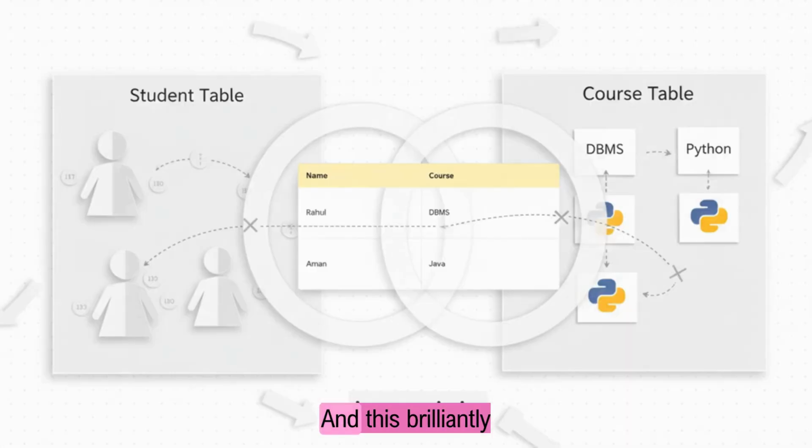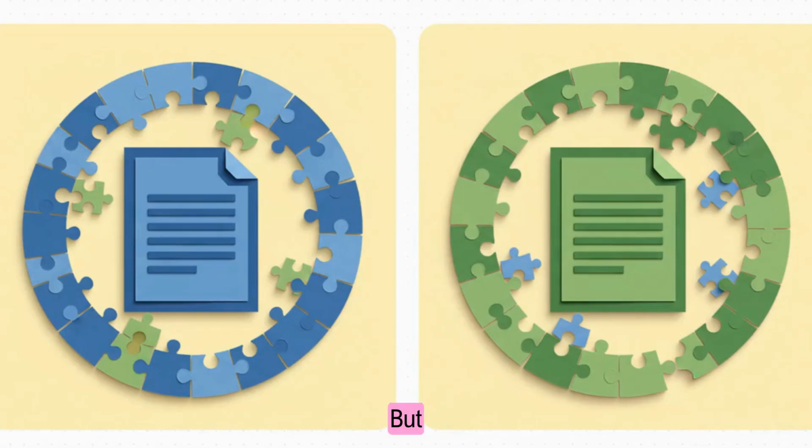And this brilliantly illustrates how that looks with our sandbox data. Notice we only see Rahul and Aman. Why is that? Well, because Rahul's ID, 101, and Aman's ID, 102, are exact matches that exist in both tables. Priya and the Python course, they get filtered out entirely because they didn't have matches on both sides. But what if we don't want to be that strict?